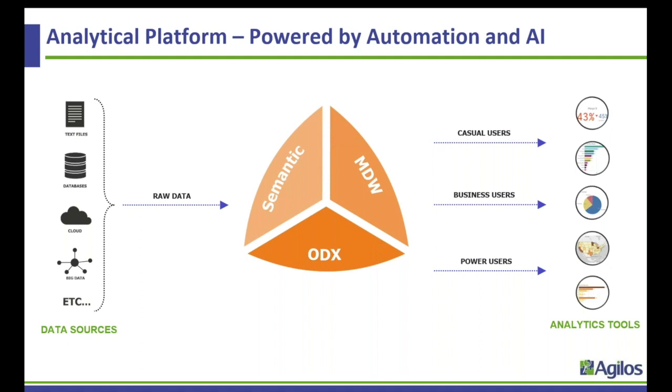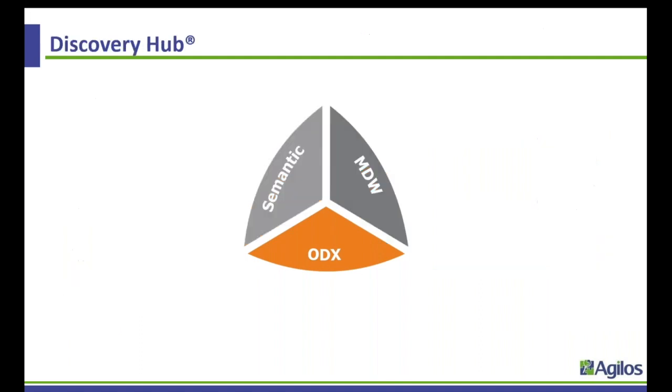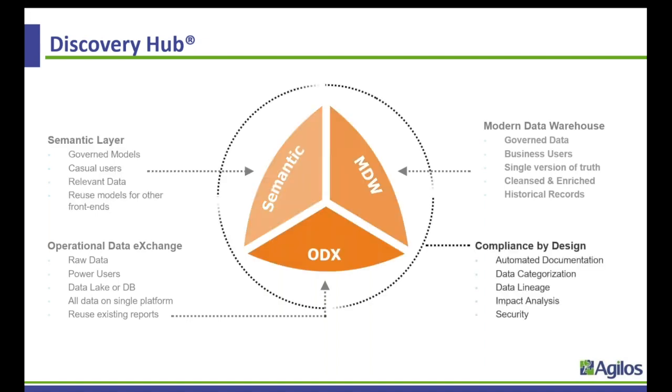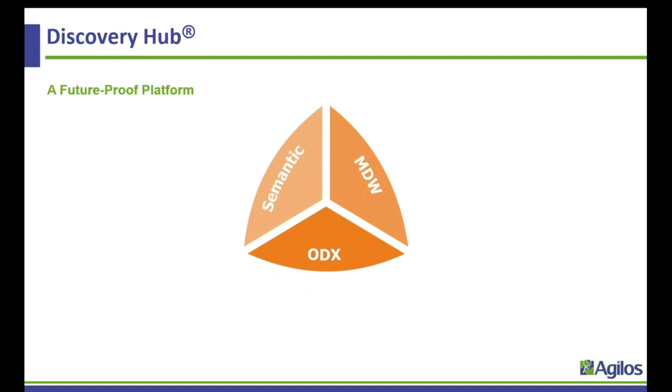users. So you see different levels that you put together, and that will bring those three layers: the operational data exchange, the modern data warehouse, and the semantic layer. And all of this together can be managed within one single solution. And that's the solution that we want to put forward today, which is called TimeXtender Discovery Hub. So what is that?